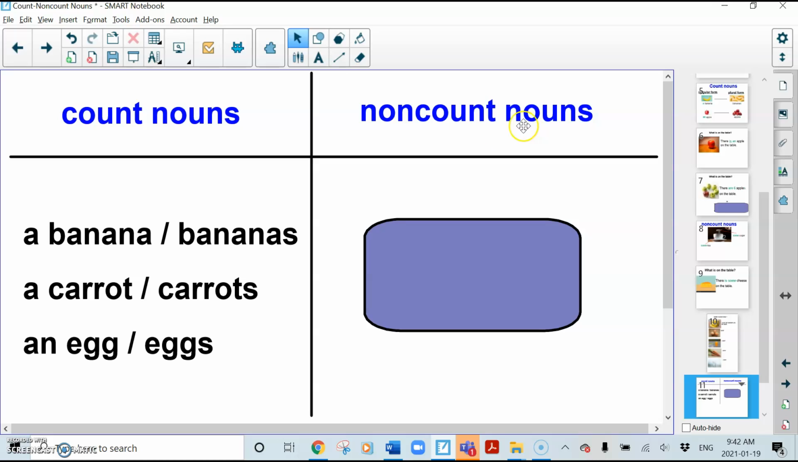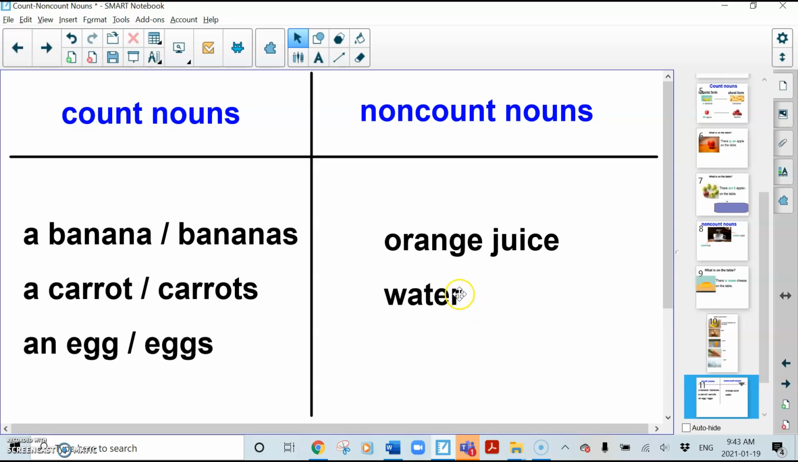But some nouns I can't count. So orange juice or water. I can't say a water, 2 waters, 3 waters. No, I can say some water, some orange juice.